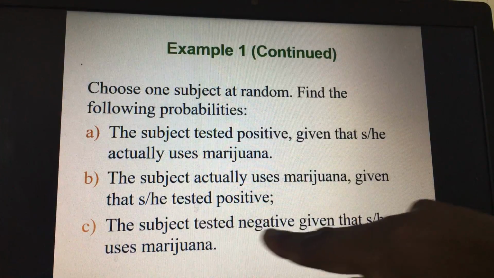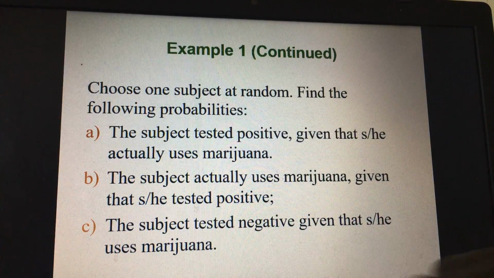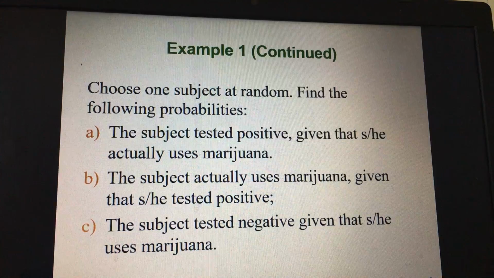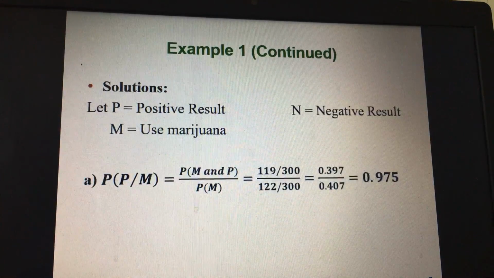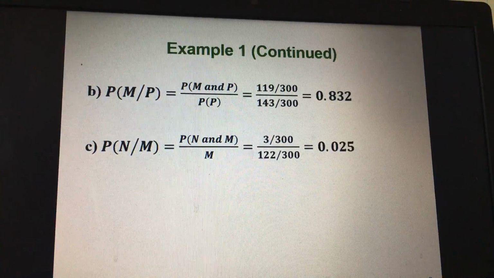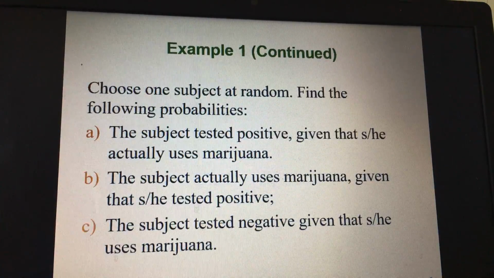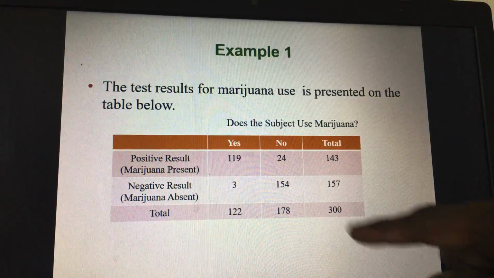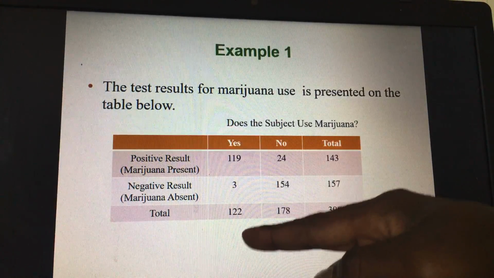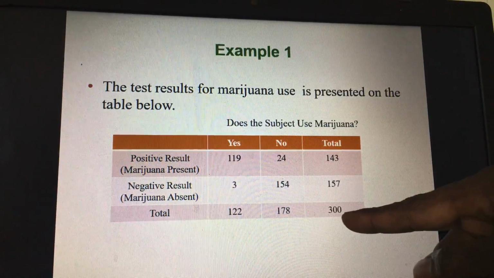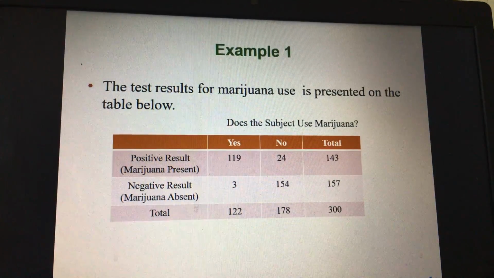The subject tested negative, given that he or she uses marijuana. Sometimes the subject might test negative even though they use marijuana. We call it a false negative, but the probability will be very slim. So you have it here. Negative results are here, but using marijuana is yes. See, they intersect at 3 out of 300.